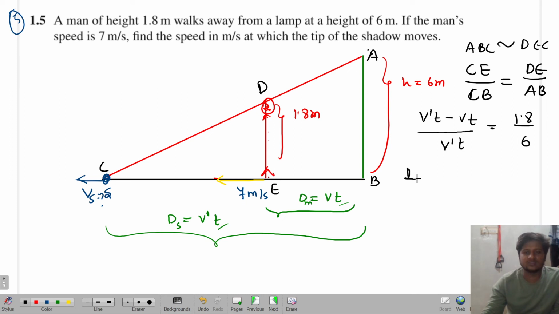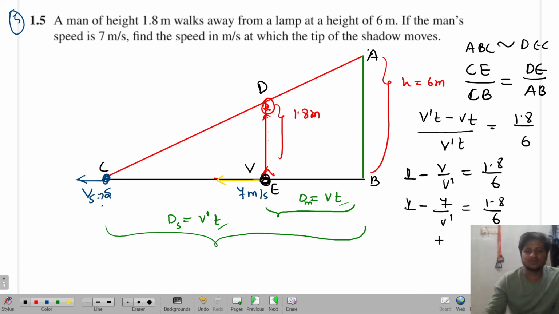V prime t got cancelled. 1 minus Vt, t got cancelled. V by V prime is equal to 1.8 divided by 6. What is V? V is the man's velocity, this is 7. So 1 minus 1.8 divided by 6 is equal to 7 by V prime, and V prime is the speed of the shadow. Can you calculate it from here or not?